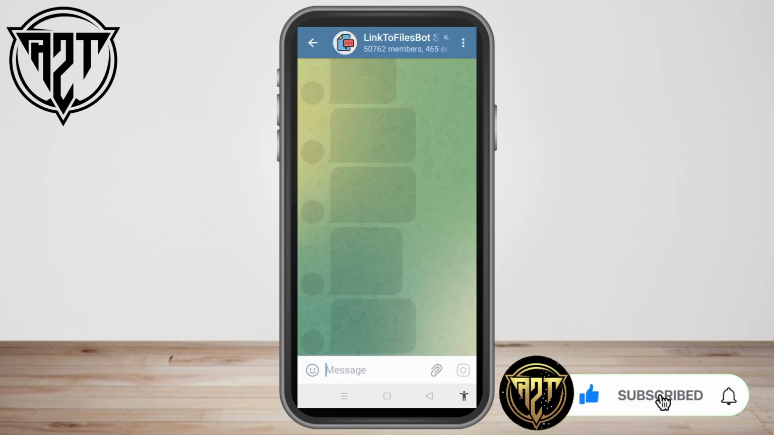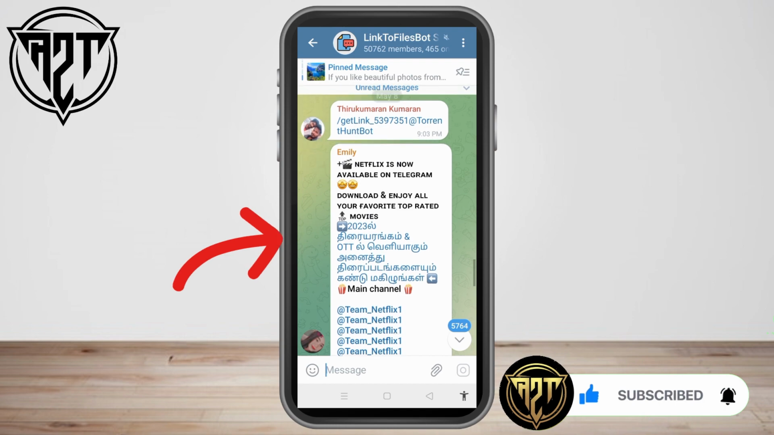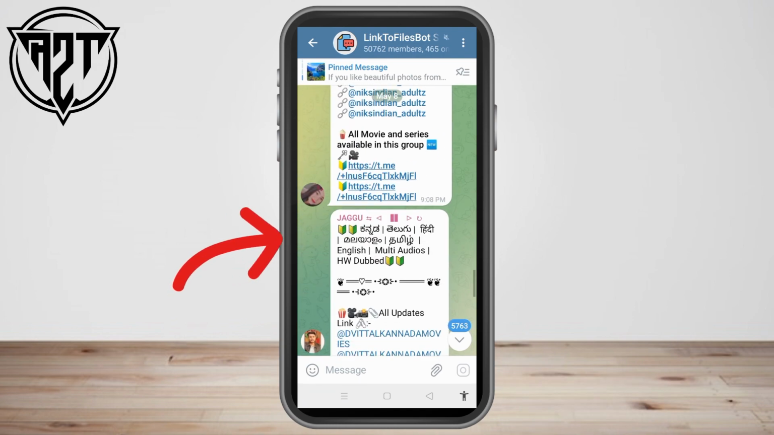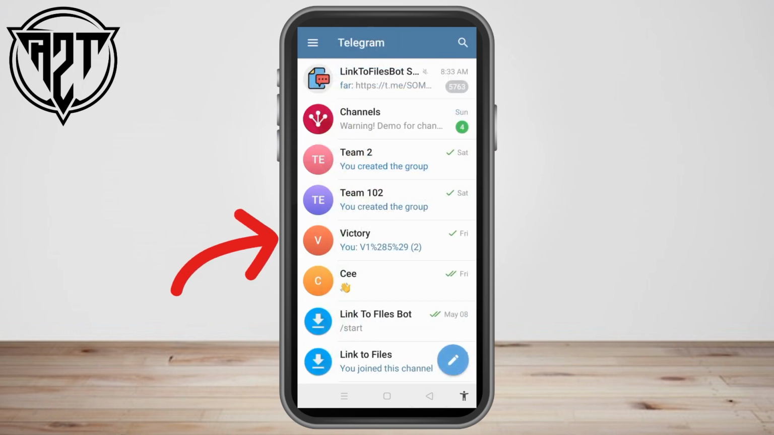Sometimes the web browser doesn't apply or even the application isn't working. This could occur if you are kicked out of or banned from a specific channel or group.